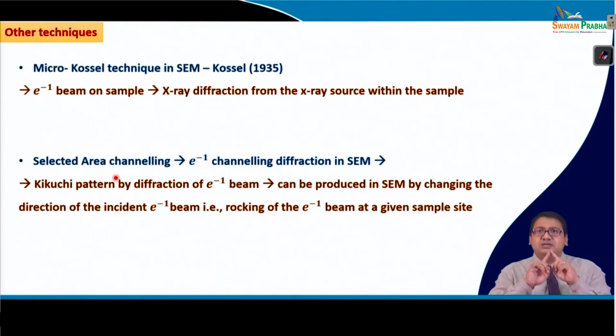But you see, the Kikuchi pattern that is obtained has a very small steric angle. So, in this case also the incident beam has to be rocked. Rocking of the electron beam at the sample site is done, so that the electrons come out in all possible directions in order to get the final reinforced scattering. So, these are two techniques which are not used nowadays to do orientation or micro texture measurement.